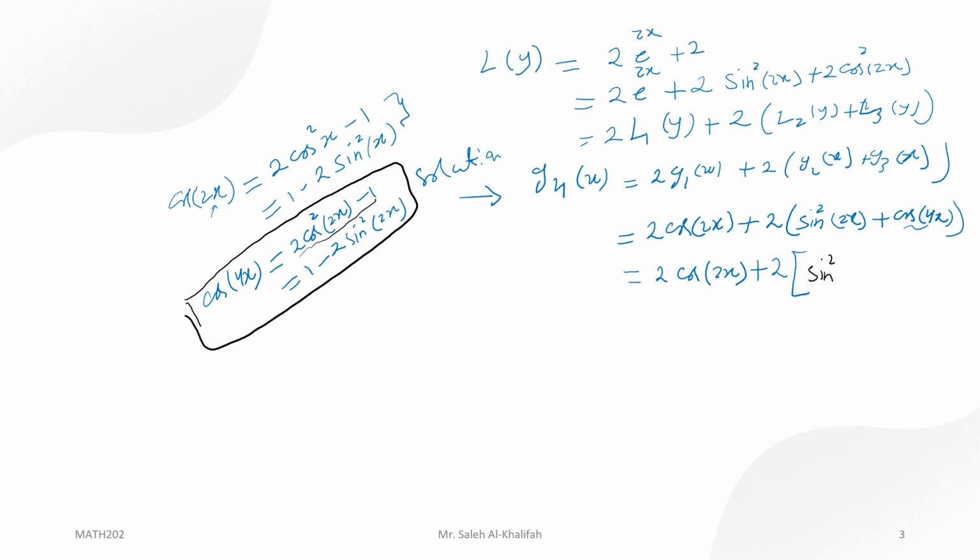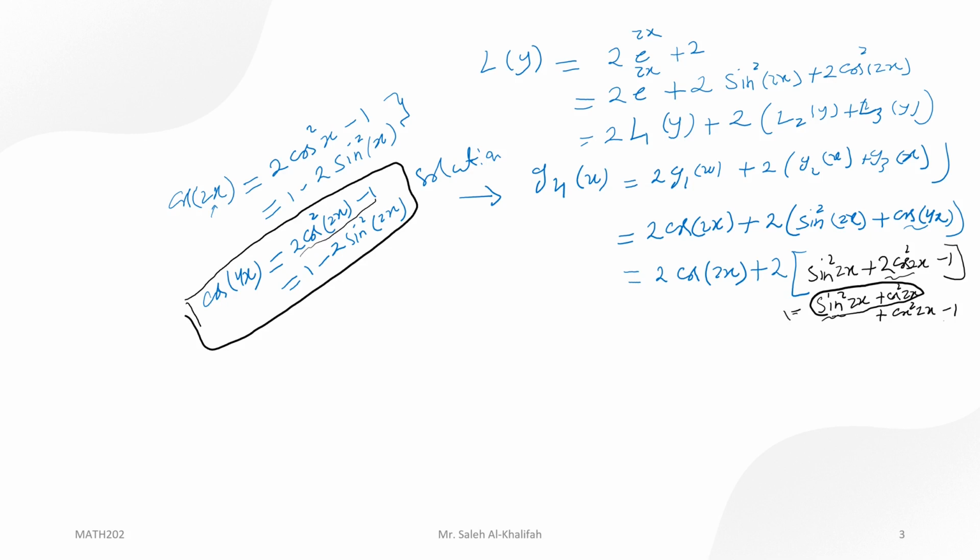Sine square of 2x plus 2 cosine square of 2x minus 1. Cosine square, this factor can be written as sine square of 2x plus cosine square of 2x plus another cosine square of 2x minus 1. لأن عندي first two terms is nothing but 1، فعندي هذا الحد كامل equal to 1.